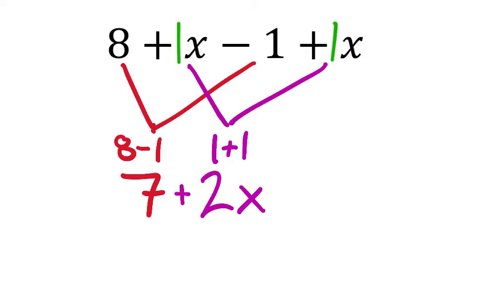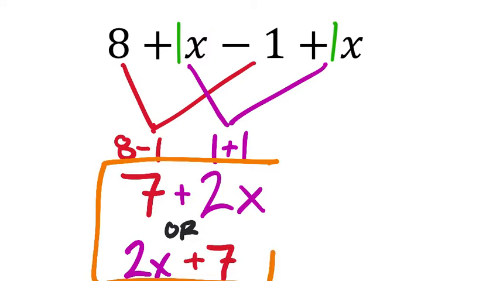And like I said, if you had started with the x terms, you may have written it in a different order. It still is the same answer, though. But that's a positive 2x there and also a positive 7. So you end up with 2x plus 7. Either one of these will work.